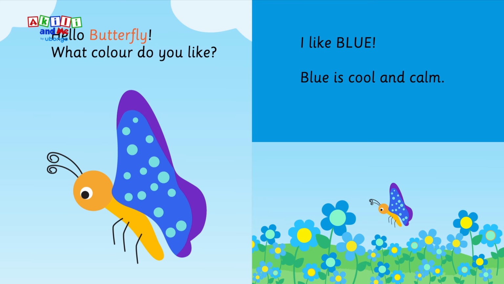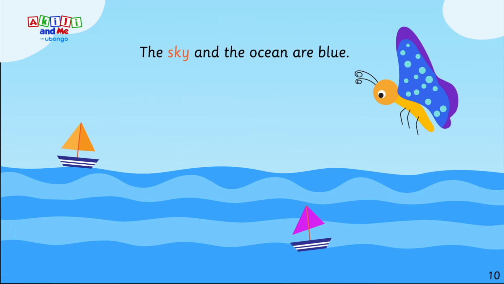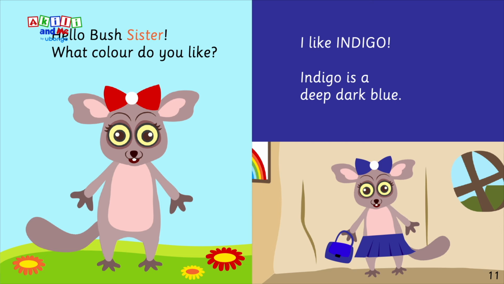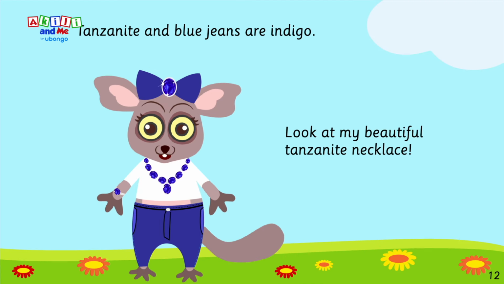Hello, Butterfly. What color do you like? I like blue. Blue is cool and calm. The sky and the ocean are blue. Hello, Bush Sister. What color do you like? I like indigo. Indigo is a deep, dark blue. Tanzanite and blue jeans are indigo. Look at my beautiful Tanzanite necklace.